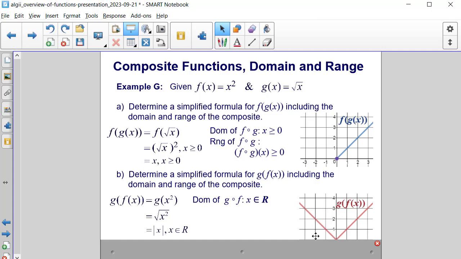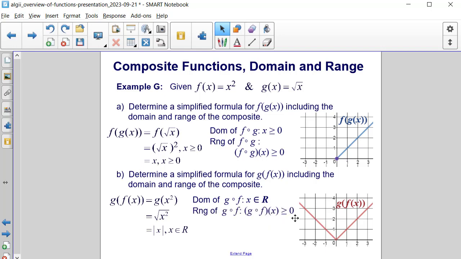Therefore, the range of g of f of x is going to be that g of f of x has to be greater than or equal to 0. It's going to be identical to the range of f of g of x. And again, that's because if you substitute a -3 in for x, -3 squared is +9. And if you square root +9, there's no sign in front, so it's automatically assumed to be the positive output, so it will be +3. So that's why it maps onto the absolute value of x function.